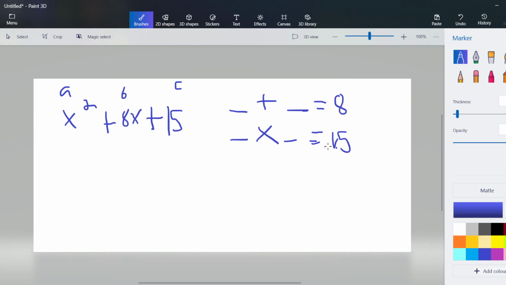As 3 times 5 is 15 and 3 plus 5 is 8. So you can go through the factors of 15. So 1 and 15 wouldn't work. The next one is 3 and 5, which does work. So let's put this: 3 plus 5 equals 8, and 3 times 5 equals 15. And by doing this, these are our terms, right?